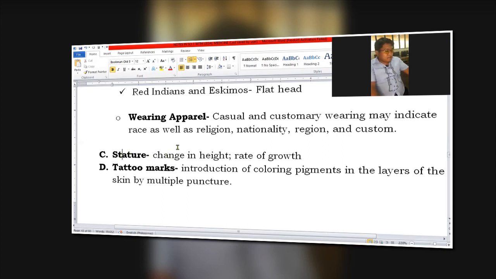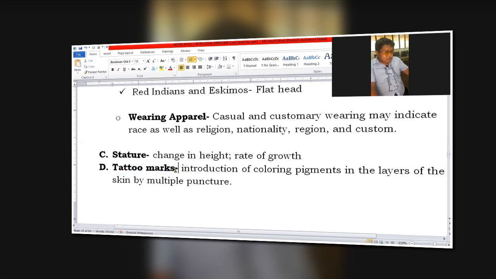So, stature, change in height, rate of growth. Description of a body, stature. Okay, then also we can use tattoo marks. Tattoo marks.